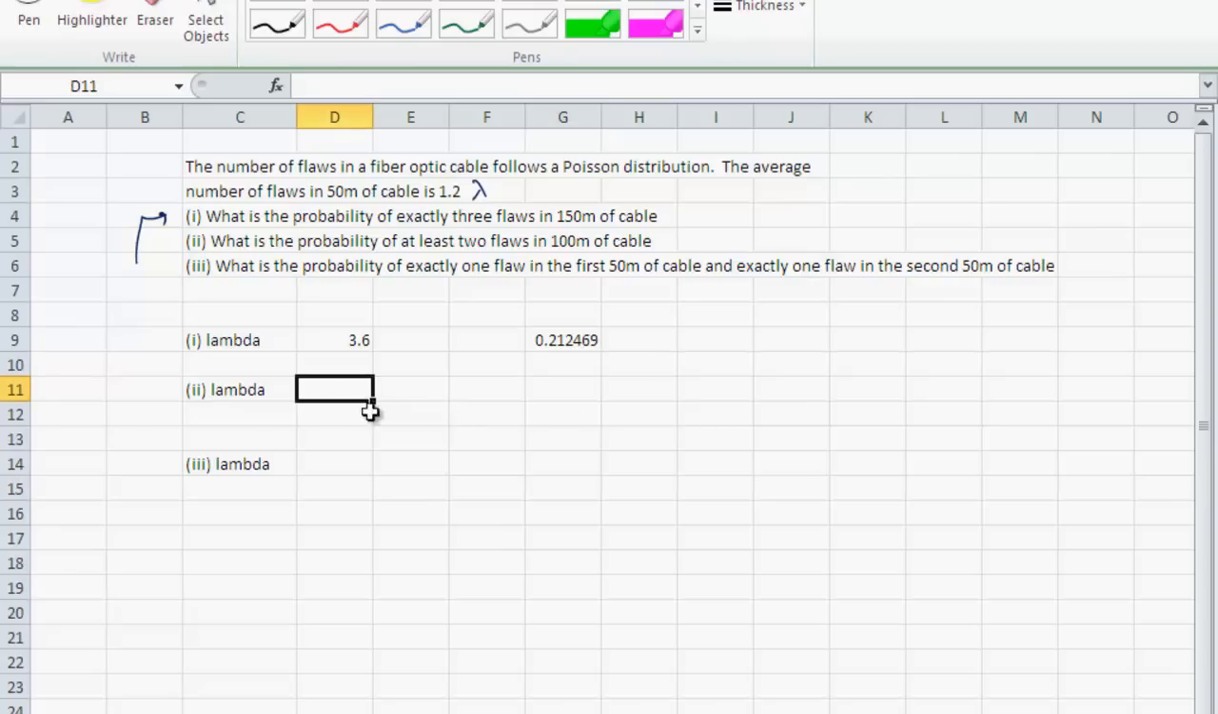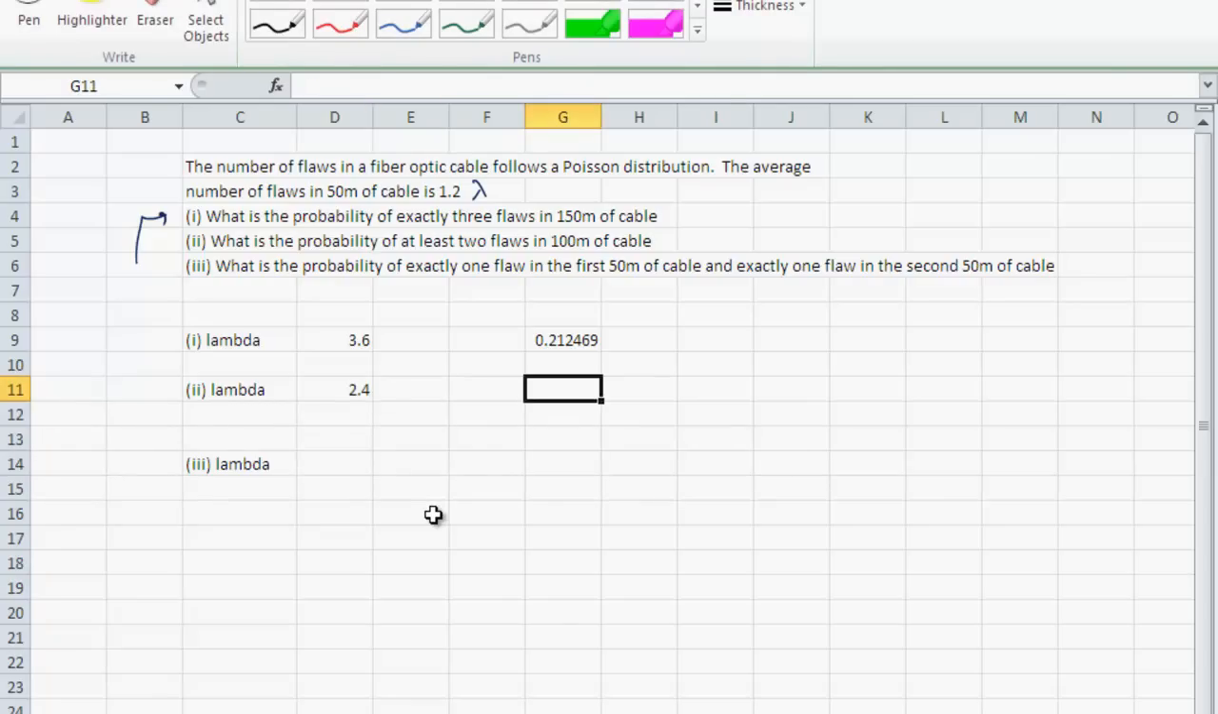Let's look at the second problem. It says, what is the probability of at least 2 flaws in 100 meters of cable? First, the average number of flaws for 100 meters of cable is 1.2 times 2, because for 50 meters of cable the average is 1.2. So now you have to do a little bit of manipulation here.